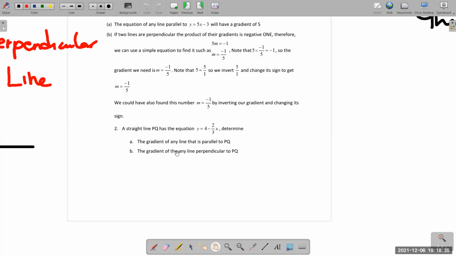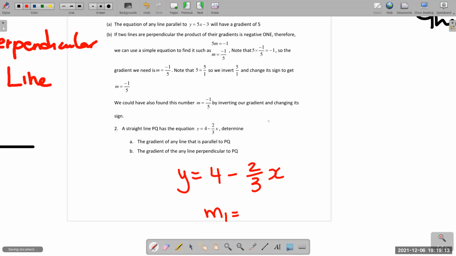Let's look at this question here. A straight line PQ has an equation here. Determine the gradient of any line that is parallel. So this is the type of question that has come. If they give you this, what's the first thing you have to identify? They give you this equation: y is equal to 4 minus 2 over 3x. So what would be M1? What is the gradient of this equation? We should be able to pick it out just by looking. Is it positive 2 over 3 though?